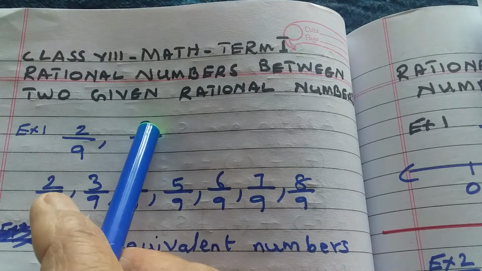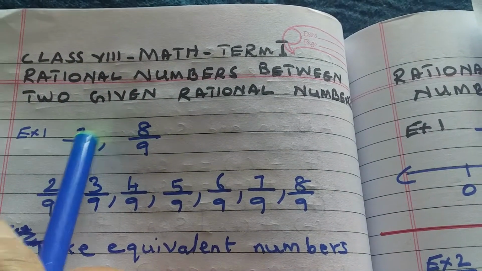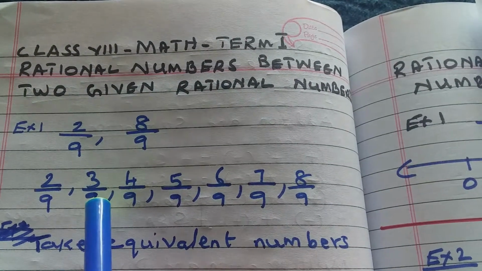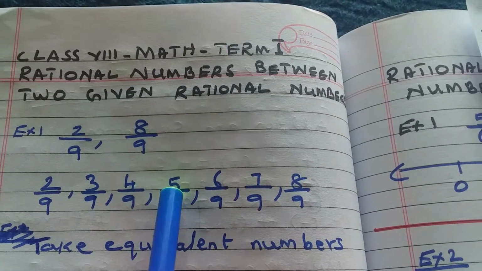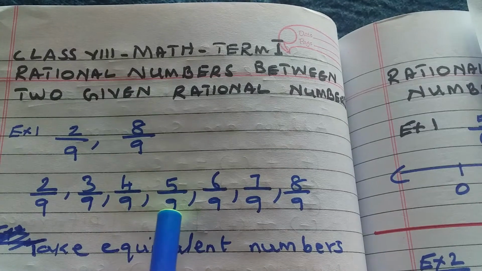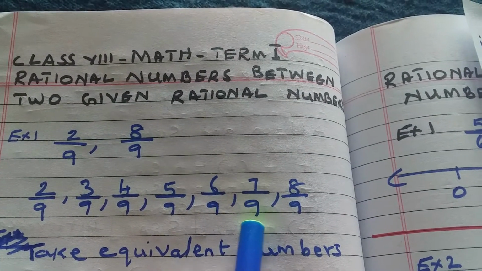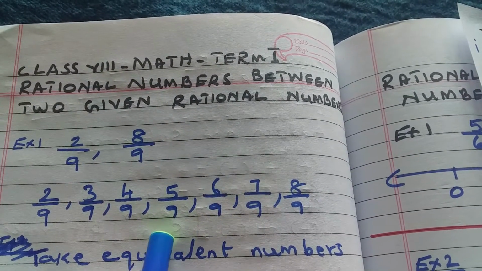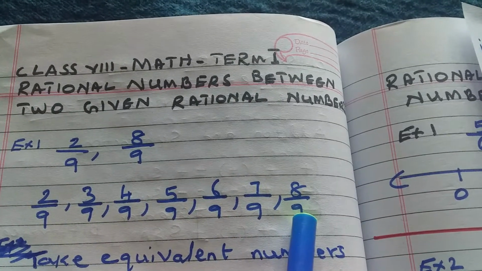Between 2 and 8, you have to just find the numbers between 2 and 8. So what are the numbers we have between 2 and 8? 3, 4, 5, 6, 7. And we write the same denominator: 3 by 9, 4 by 9, 5 by 9, 6 by 9 and 7 by 9. So these are the numbers we find between 2 by 9 and 8 by 9.